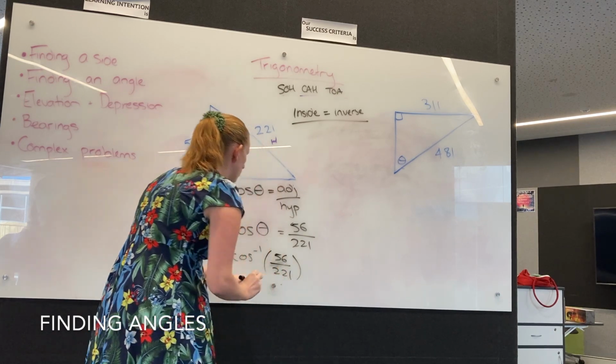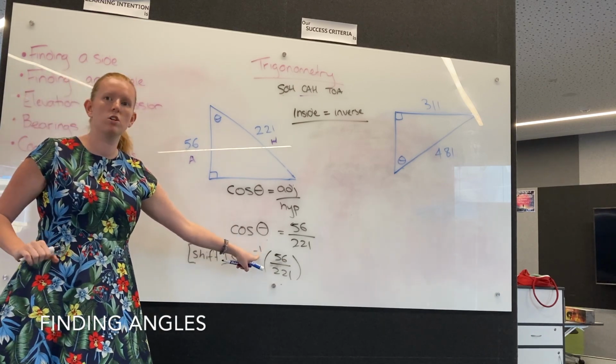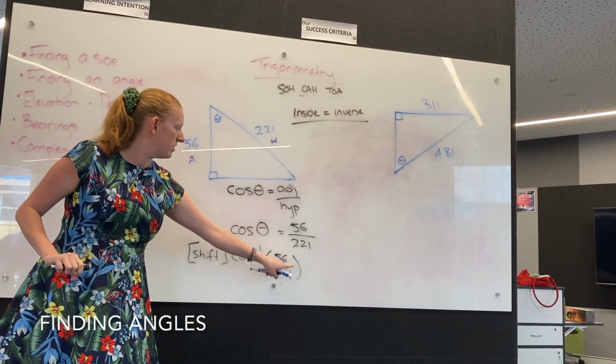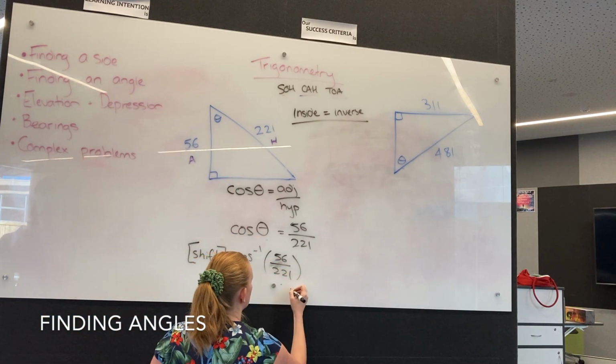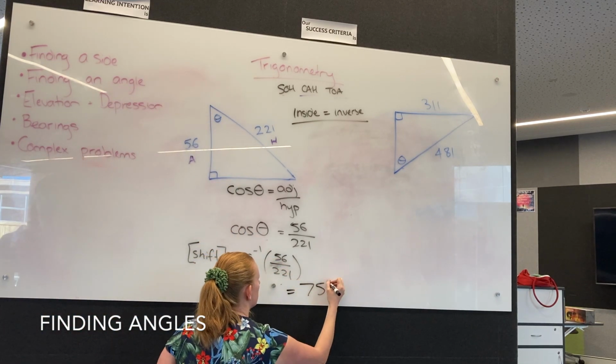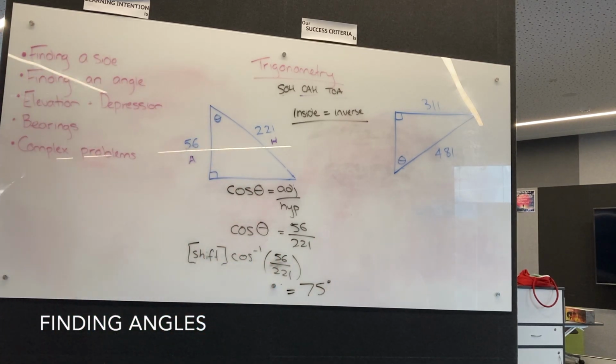Usually your calculator will automatically give you brackets. So you hit shift, then cos, it'll give you cos with a little -1, and then you type in your fraction, and my answer is 75 degrees. x is equal to 75 degrees. Any questions about that? No?